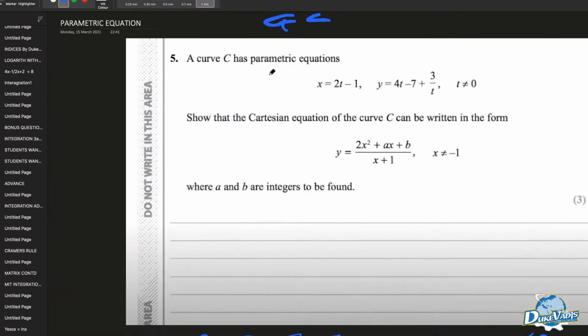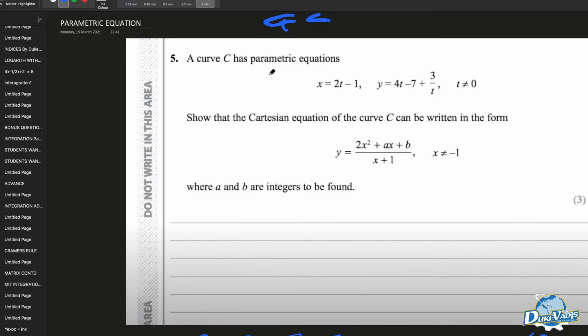All right, this is a GCSE examination, and the question says a curve has parametric equations x equals 2t minus 1, y equals 4t minus 7 plus 3 over t, where t is not equal to 0. Show that the Cartesian equation of the curve can be written in the form y equals (2x squared plus ax plus b) all over (x plus 1), such that x is not equal to negative 1.